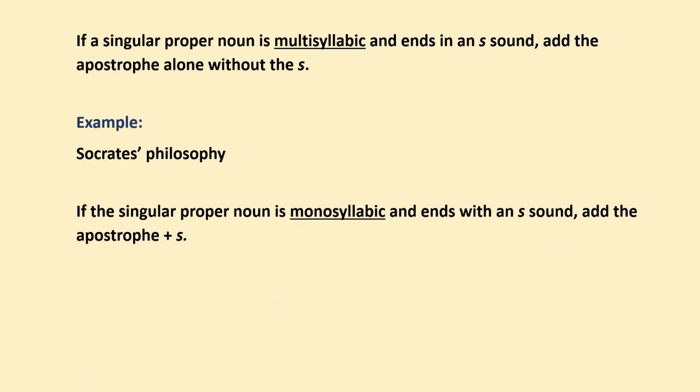Now, let's discuss nouns that are monosyllabic, that they contain only one syllable. If a singular proper noun is monosyllabic and ends with an S sound, you should add the apostrophe and add an S. So let's look at an example. Kitty's poem. So this noun, Kit, is monosyllabic. Even though it ends with an S sound, because it is monosyllabic, we add another S after the apostrophe.